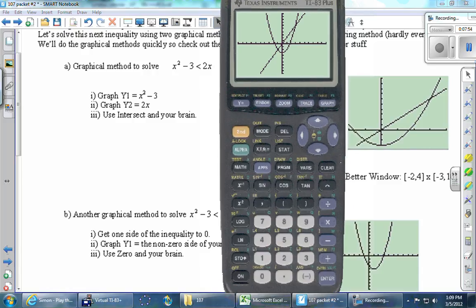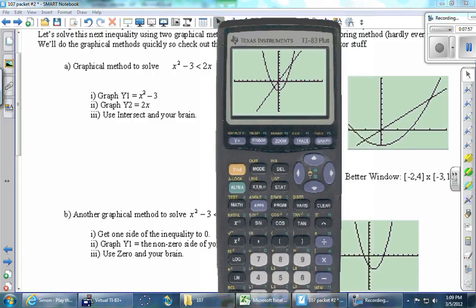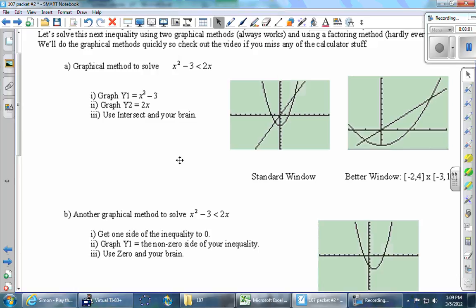Okay, so we're interested in places where x squared minus 3 is less than 2x. I already took the screenshot and put it in your packet. So x squared minus 3 is this guy, and 2x is this guy in green. And I want x squared minus 3 to be less than 2x. So thinking in terms of y values, this one is the green, and this one over here is the purple. I'm looking for places where the purple is less than the green.